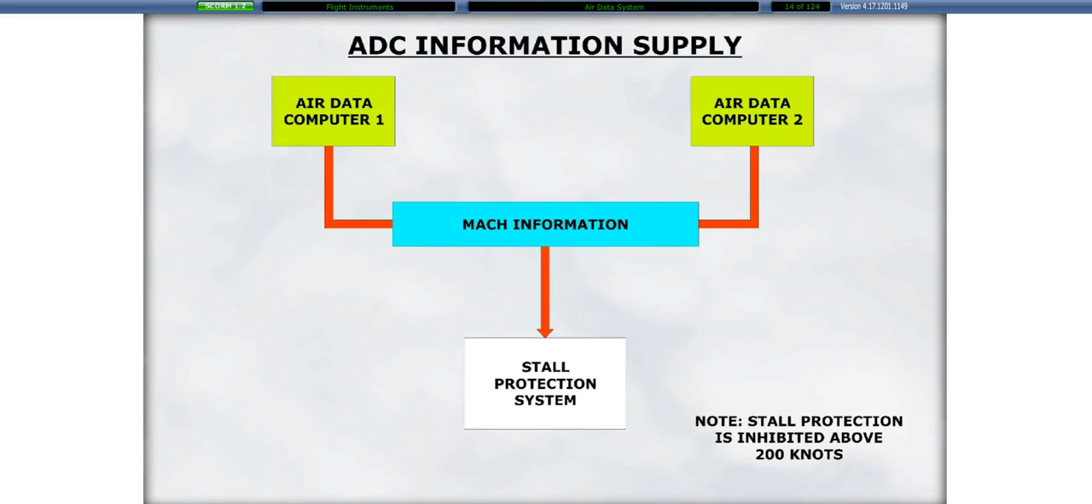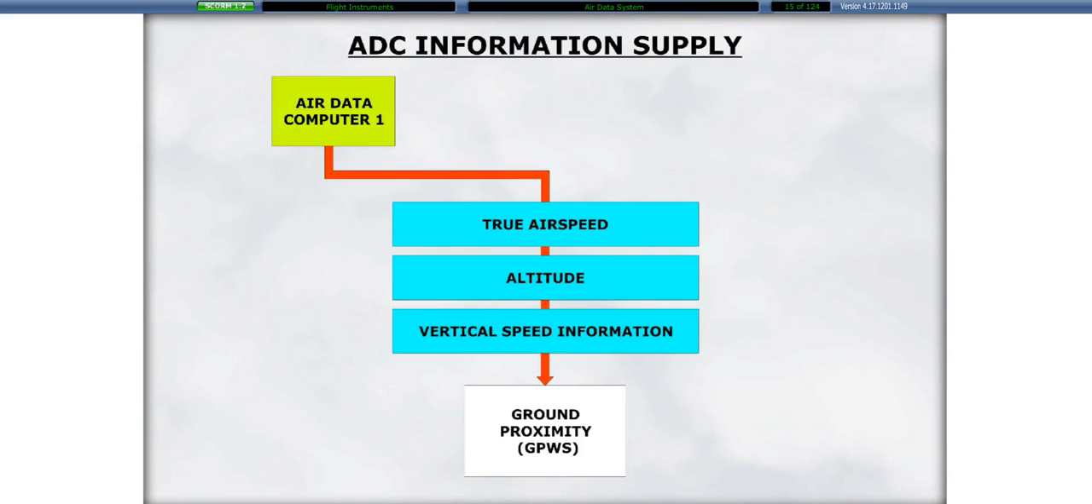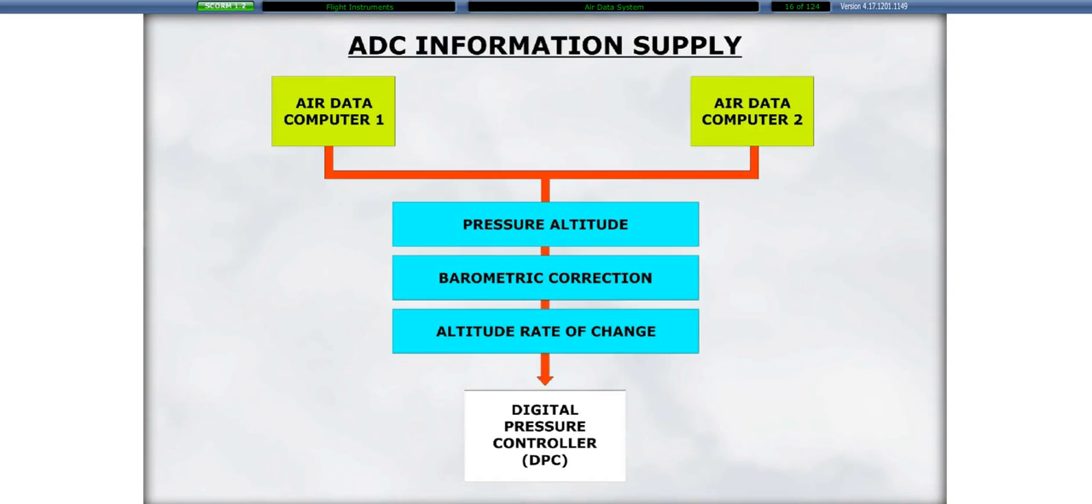Both ADCs supply Mach information to the stall protection system. The stall protection system is inhibited above 200 knots. ADC number 1 supplies calibrated and true airspeed, altitude, and vertical speed information to the GPWS. Both ADCs supply pressure altitude, barometric correction, and altitude rate of change to the digital pressure controller.